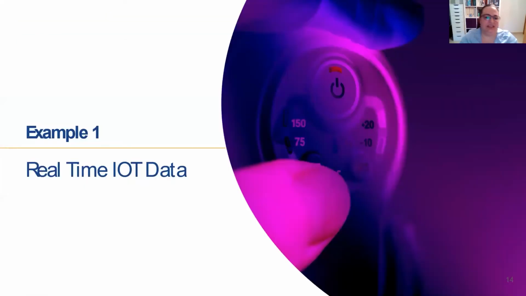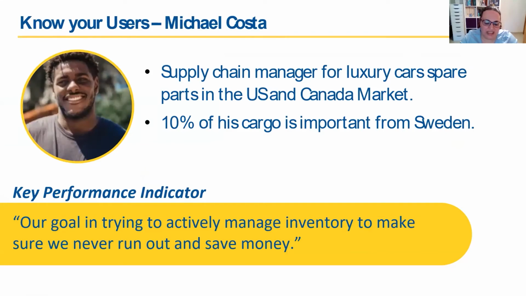So let's talk about two examples from experience about real-time IoT data. As part of being a UX lead and a product manager in ContGuard, I actually interviewed some users. This is Michael Costa, the supply chain manager for luxurious cars spare parts in the US and Canada market. He's responsible to make sure that all the cars that are available have the spare parts they need. About 10% of his cargo was imported from Sweden, and he had real problems with it because he didn't feel that he's in control when it was on a ship at sea.